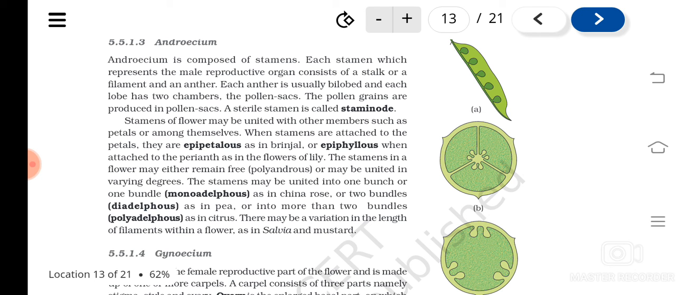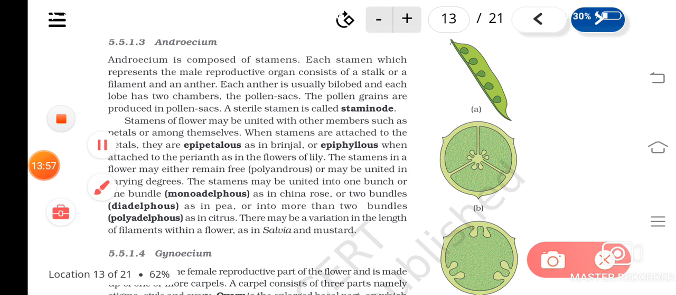Now, in some flowers, you can see the stamens are united with petals. If they are united with the petals, then they are known as epipetalous. In brinjal or dhatura, you can see that the stamens are attached to the petals. Understood? So that kind is known as epipetalous stamen. So what are epipetalous stamens? Stamens attached to the petals, or it can be said as epiphyllous when it is attached to the perianth.